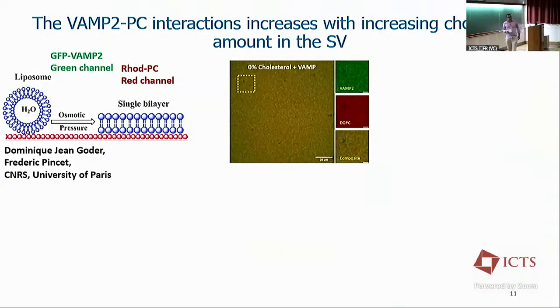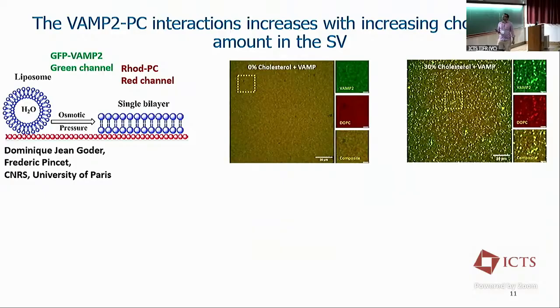But if that is the case, then we should visualize it. So we collaborated with Frédéric Pincet at the University of Paris, and we flattened that proteoliposome vesicle into a suspended lipid bilayer. In this case, we added a little bit of rhodamine-PC, which is the red channel, and the VAMP2 is in the green channel with the GFP fluorescence. And as you can see, if you don't have any cholesterol, there is a homogeneous membrane. But the moment you add 30% cholesterol, you can see puncta formation happening.